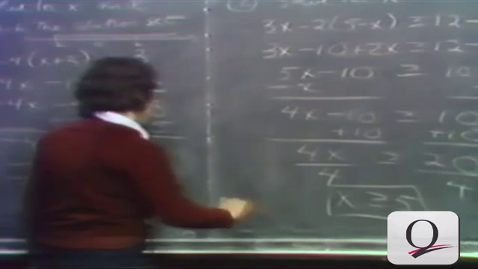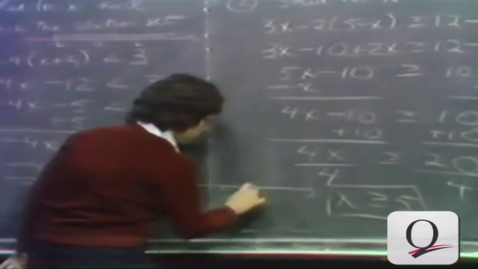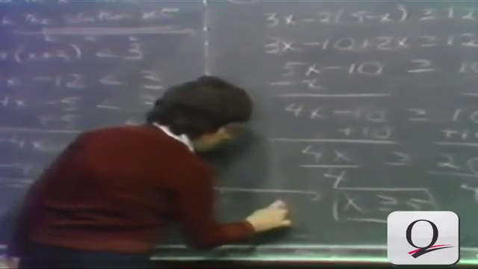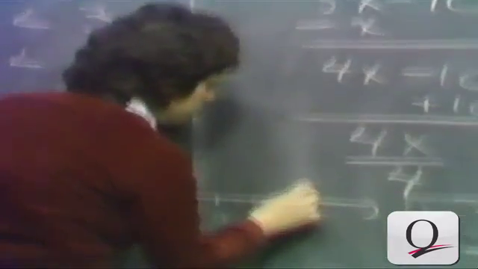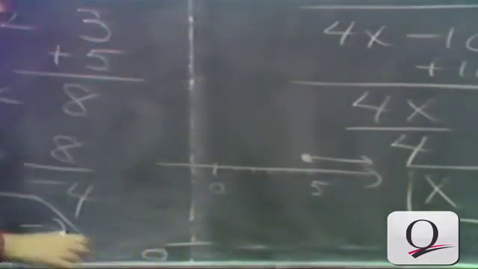And if we were going to sketch this on a number line, say this is 0, 1, 2, 3, 4, 5. Since it's greater than or equal to 5, we would have a filled-in circle and then move off to the right. All x values 5 or greater.